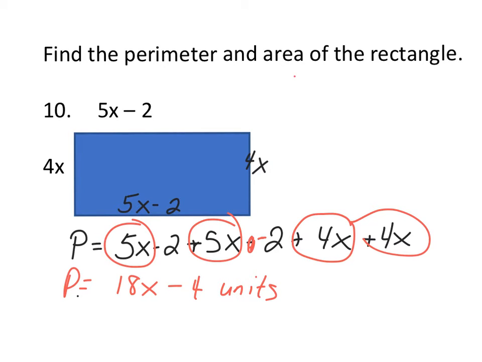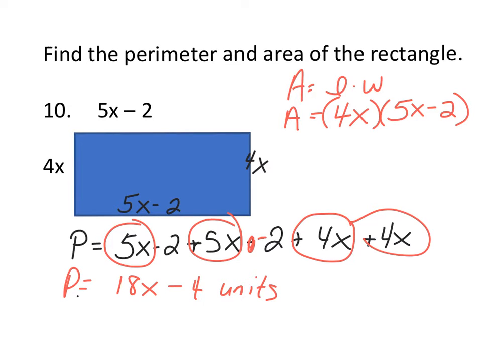Now, area is equal to length times width of a rectangle. So I need to multiply my two sides together. So 4x times 5x minus 2. So I'm just going to need to distribute. And take this 4x times both of these, gives me 20x to the second power minus 8x. And this time it would be units to the second power, units squared for your area.